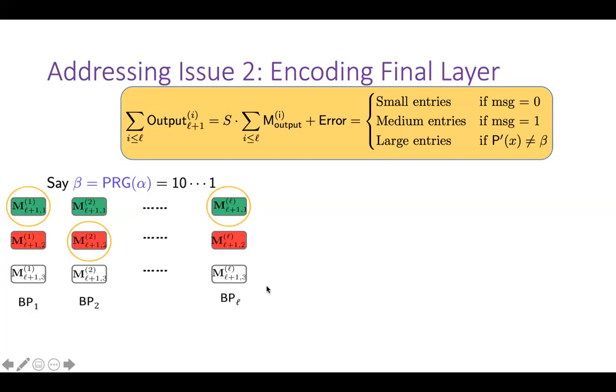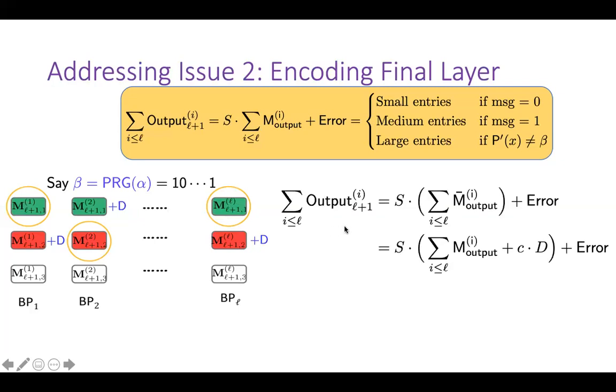Simply speaking, what we do is we tweak the distribution of these non-circled matrices a little bit. We add a matrix D with large entries to each of these non-circled matrices. So that's a new distribution from which we sample these non-circled matrices. Now when we sum up the output matrices obtained by evaluating the branching programs, what we actually get is an expression like this. This summation of outputs of the branching programs is going to be S times the summation of the final layer output matrices of each branching program, and M bar is the new distribution that we're using right now.